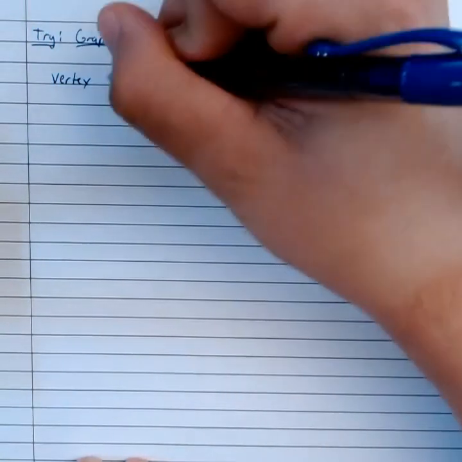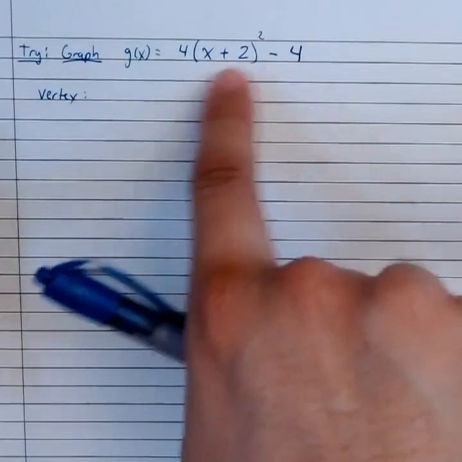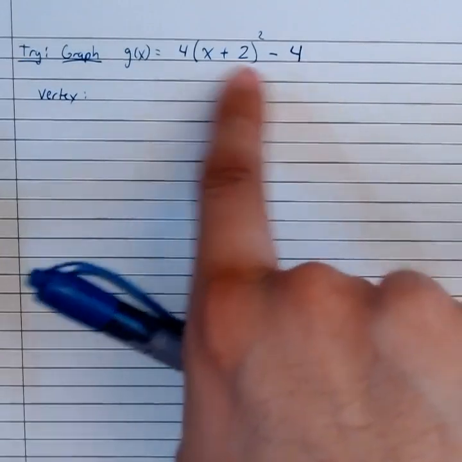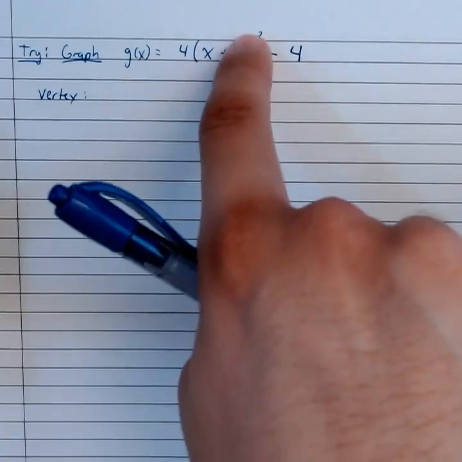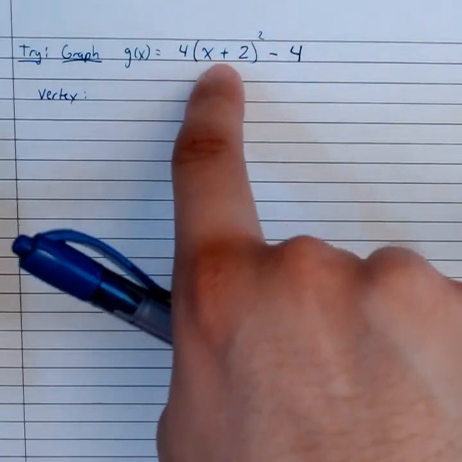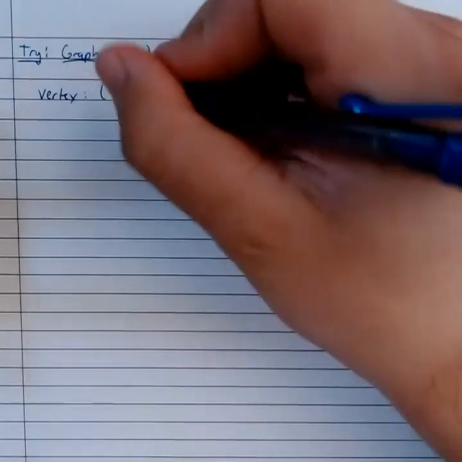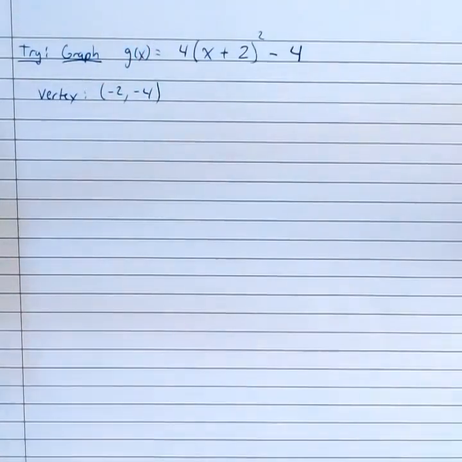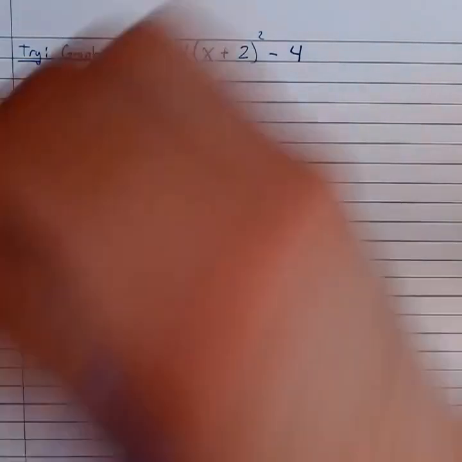Okay, so let's take a look. We have to find a vertex. So let's start with that. When things are in the vertex form, these numbers tell us where our vertex will be. Whatever number makes this part 0, that's our x value. Okay, so here negative 2 plus 2 would be 0, so x is negative 2. Whatever number that is, that's the y value of your vertex. Okay, so that's going to be our vertex.